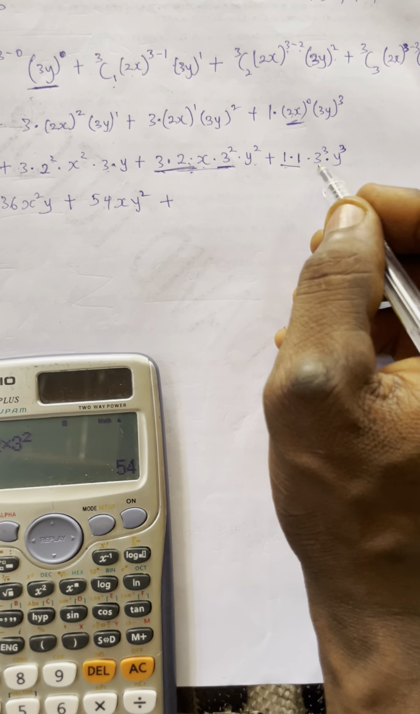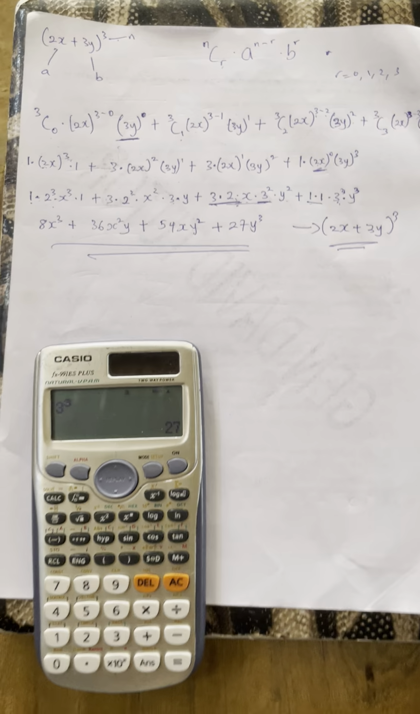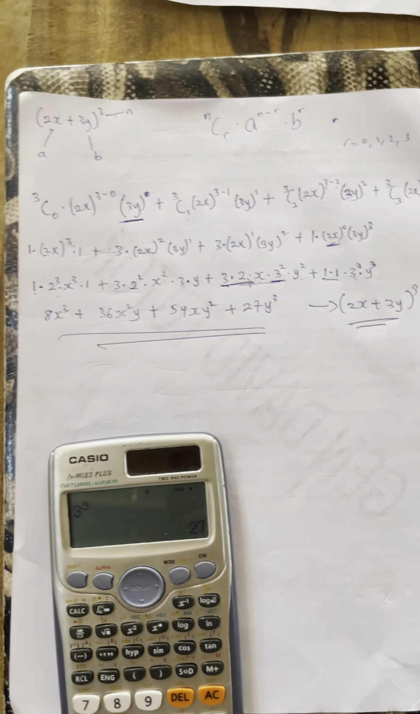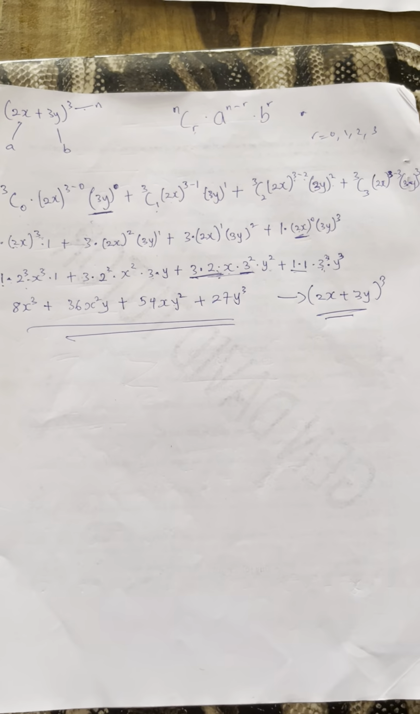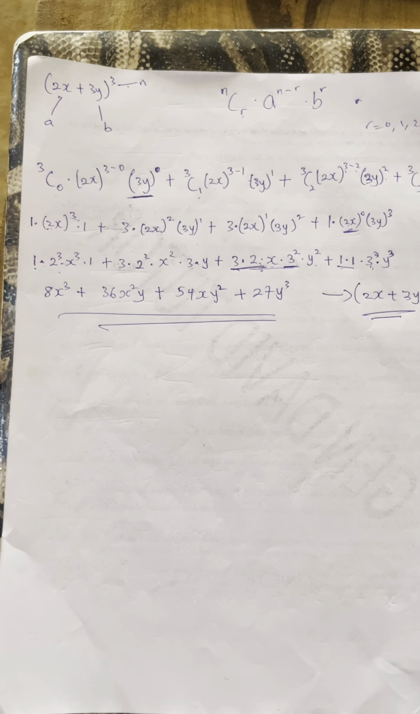Plus, what's the number here? 1 times 1, that's 1. Then 3 raised power 3 will give us 27. So we now have 27, then y raised power 3. This is the expansion for 2x plus 3y all raised power 3. Now I've explained the formula method.